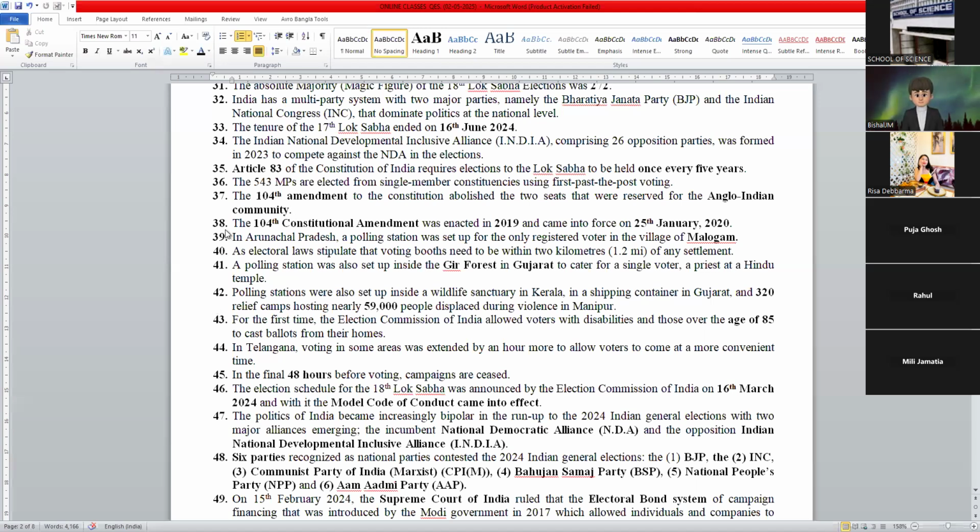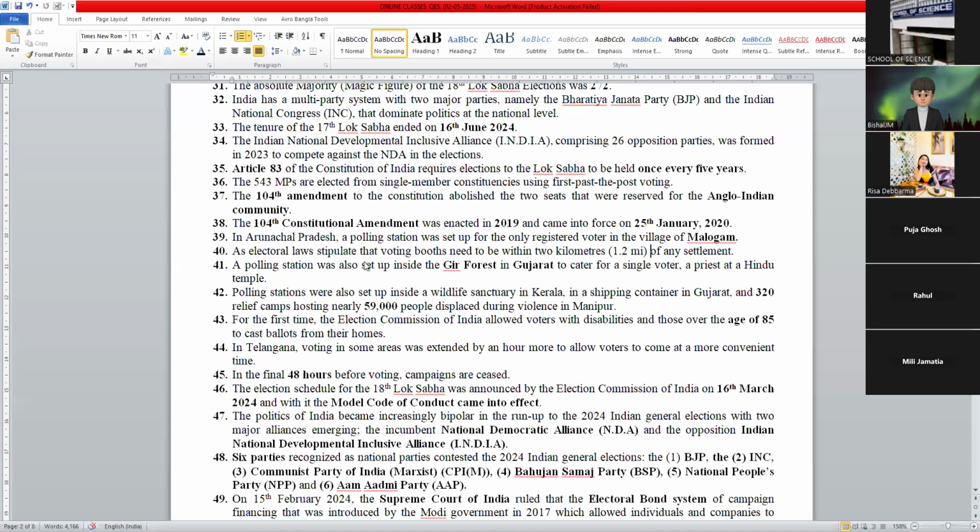Point number 38. The 104th Constitutional Amendment was enacted in 2019 and came into force on 25th January 2020. Point number 39. In Arunachal Pradesh, a polling station was set up for the only registered voter in the village of Malogam, M-A-L-O-G-A-M, Malogam. Point number 40. As electoral laws stipulate that voting booths need to be within 2 kilometers, that is 1.2 miles, of any settlement.